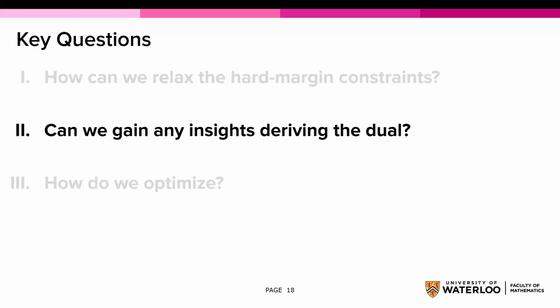Okay, so we understand the problem. We've talked about the SVM objective function. We've talked about the importance of tolerating some error in favor of being able to generalize to new situations and slightly new data sets. But now we're going to see how this is actually solved, and can we gain any insights by deriving the dual formulation of the objective as we did for the hard margin SVM.